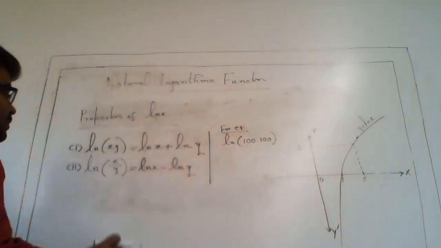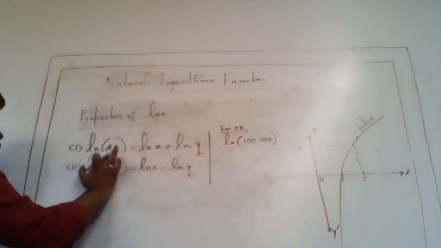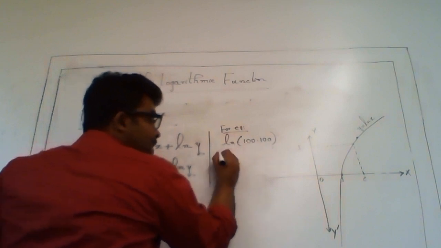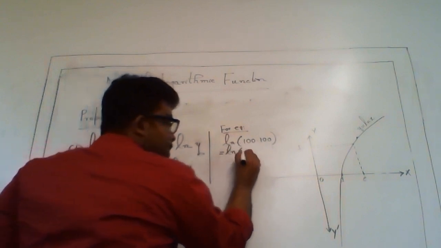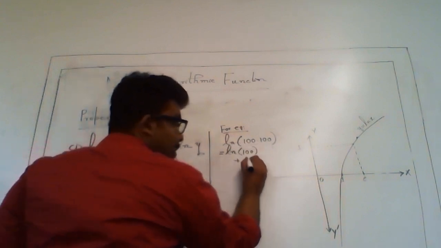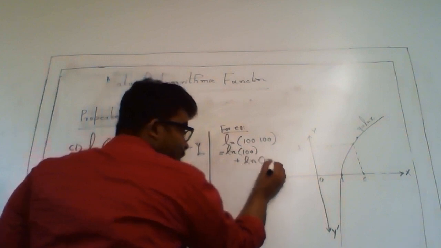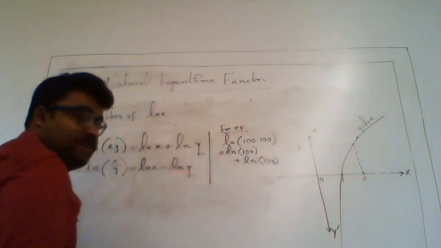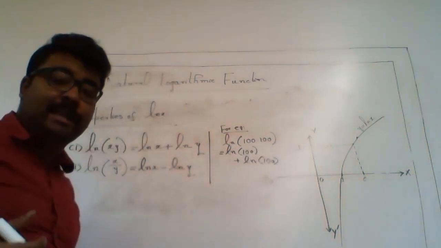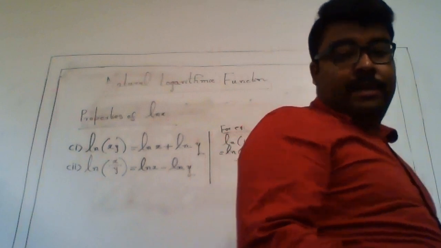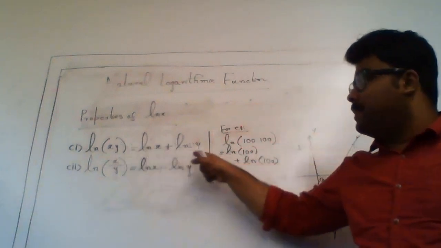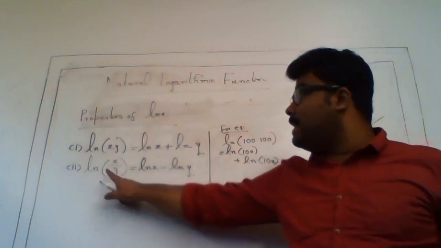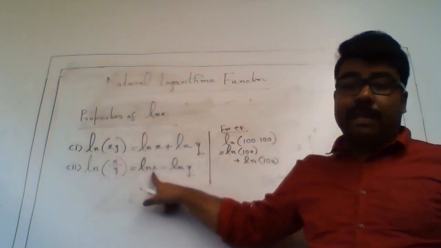But using this property, since you know that ln xy is ln x plus ln y, you can easily write this as ln 100 plus ln 100. So the whole thing has now been reduced to a sum, because a sum is always easier to do compared to a product. That's why the first formula is significant. In the same way, you can reduce a division to a subtraction using this formula: ln x by y equals ln x minus ln y.